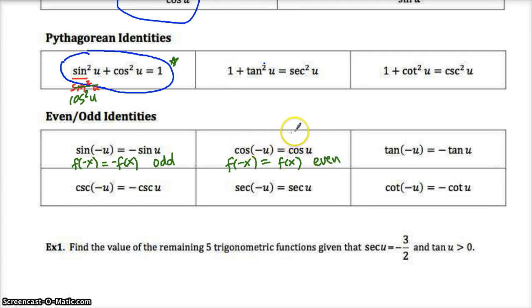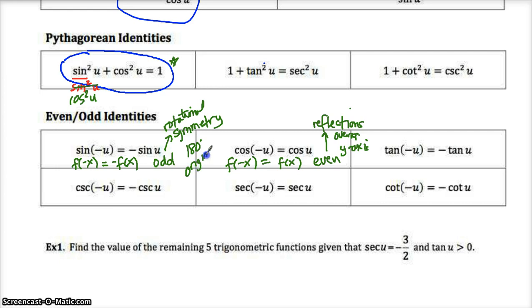Even functions graphically are reflections over the y-axis, right? So they're reflections over the y-axis. And odd functions have rotational symmetry. So specifically, their rotational symmetry is 180 degrees about the origin. So they rotate 180 degrees about the origin. If you see the same picture as the original, then we know it's odd. So again, we'll talk more about these.